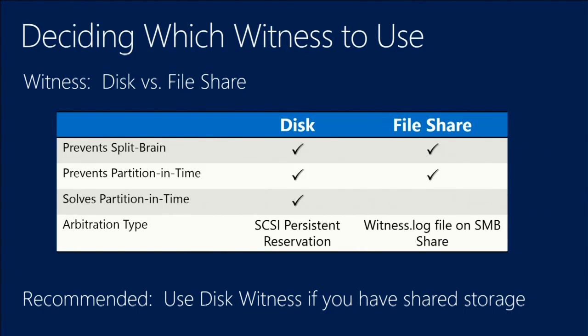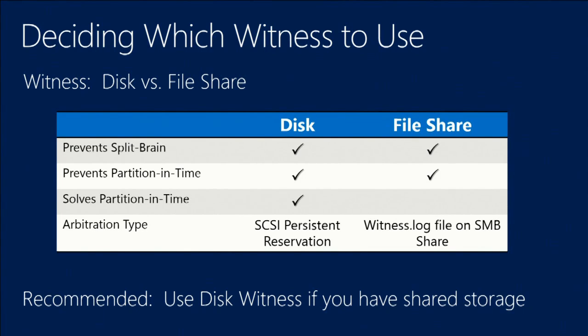And for file share witness, we have this witness.log file that cluster writes in that SMB share. And cluster uses the cluster name object in the Active Directory as the authoritative that has the access to that file share. And this witness.log file has the timestamp as well as who's the current owner. And so that's how cluster nodes or cluster partitions can arbitrate using the file share witness.